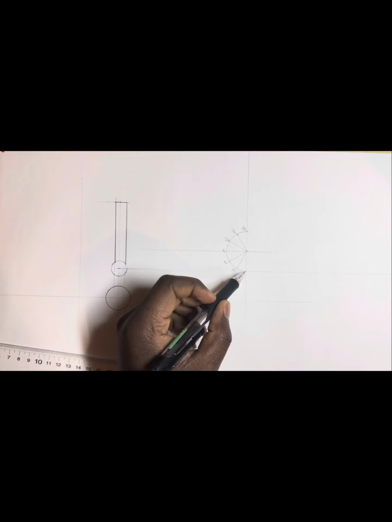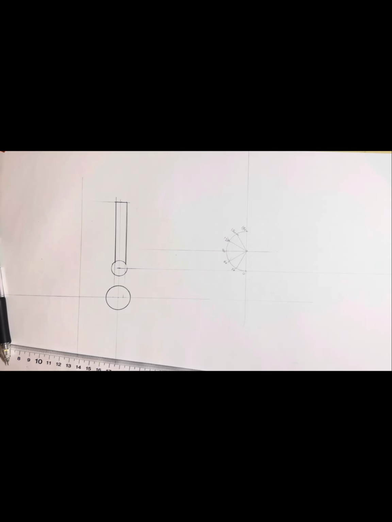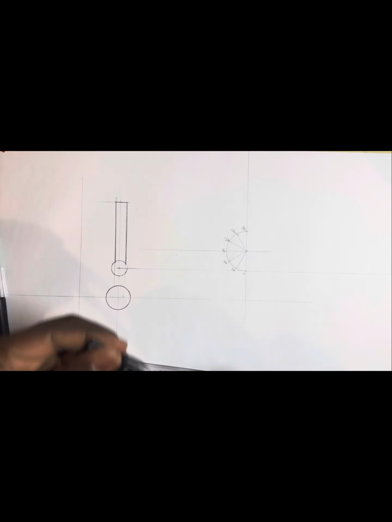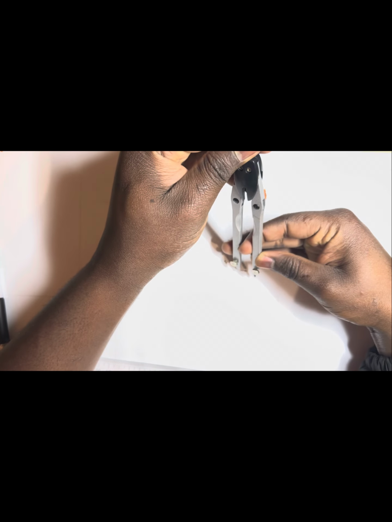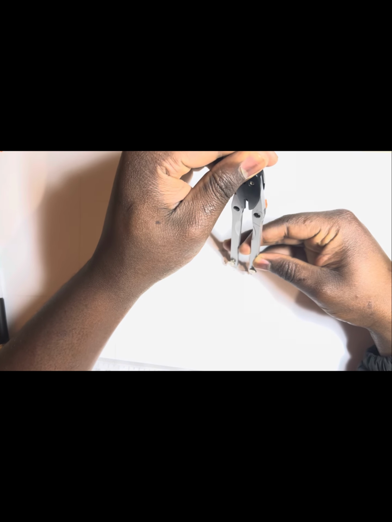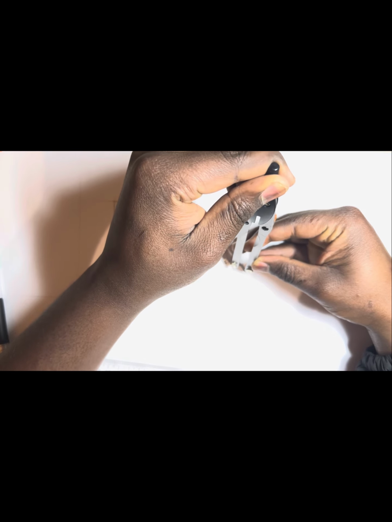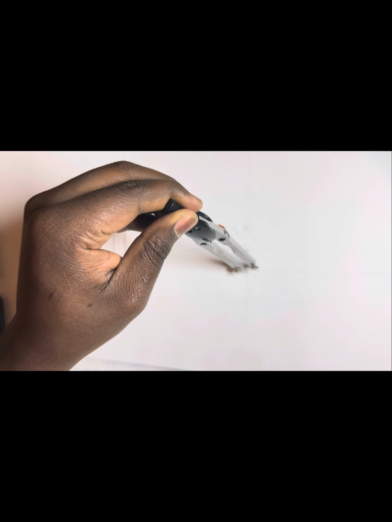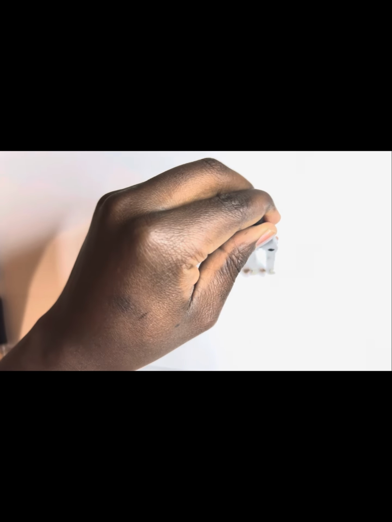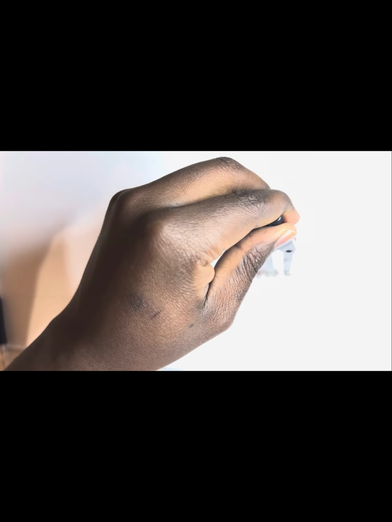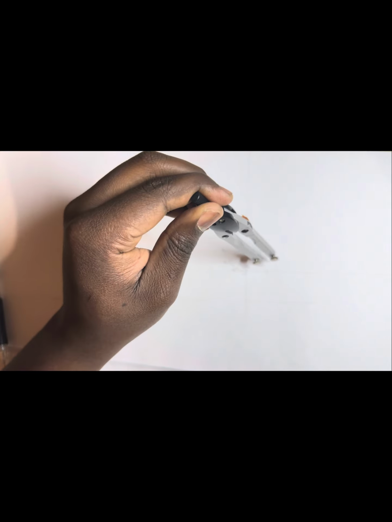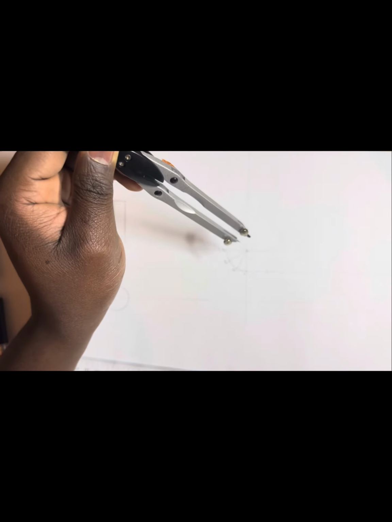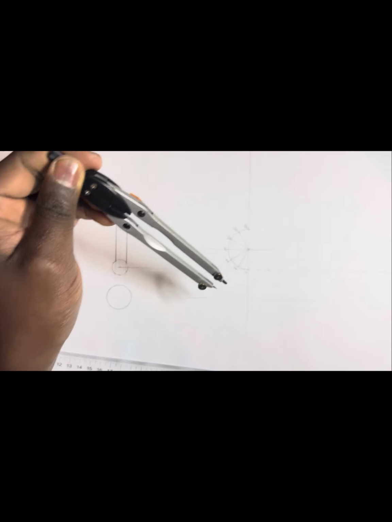So then from there to this horizontal line, you mark 12 equal parts. To draw the displacement, you take this distance and then you mark 12 equal parts. 1, 2. I hope everything is clear.